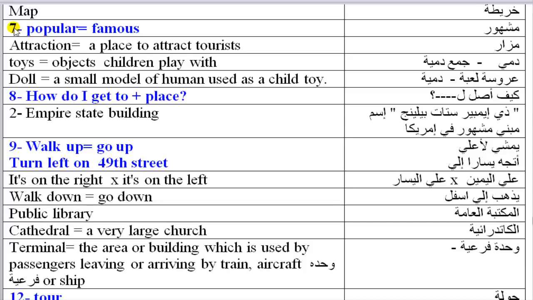The words of exercise number 7. Popular. American popular. Famous. Attraction. A place to attract tourists. Toys. Objects children play with. Doll. A small model of a human used as a child's toy.